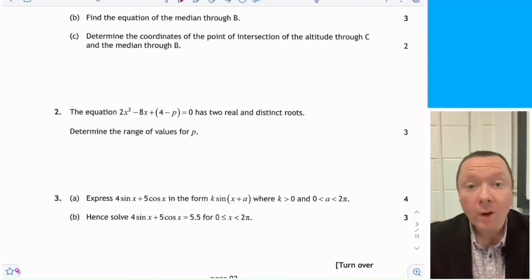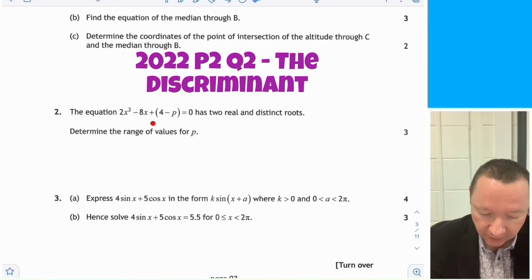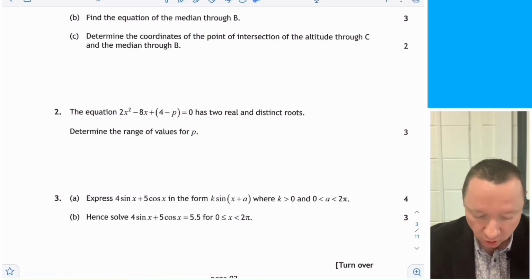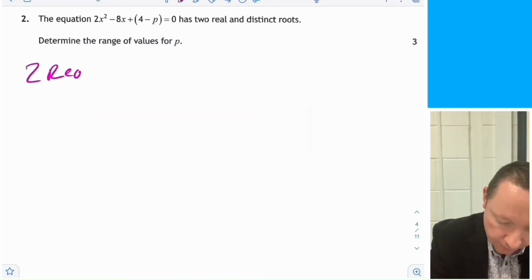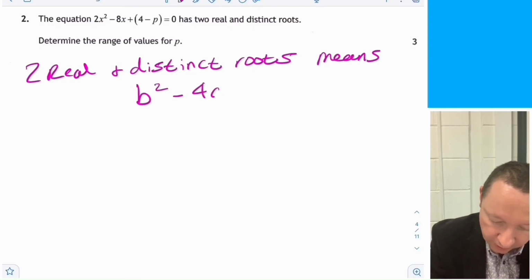So we're done there. And question 2 says, determine the range of values for p such that the equation 2x squared minus 8x plus 4 minus p equals 0 has 2 real and distinct roots. So 2 real and distinct roots means that the discriminant, in other words b squared minus 4ac, has to be strictly greater than 0.